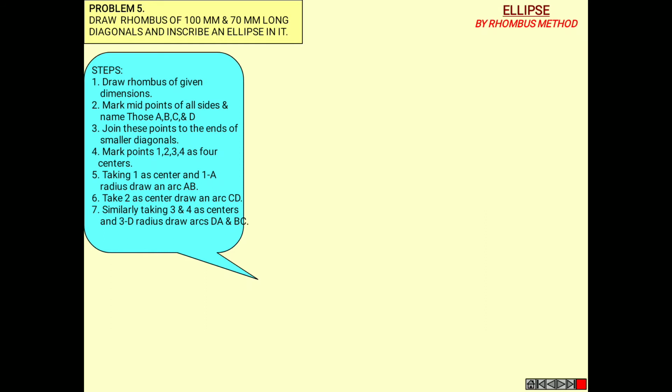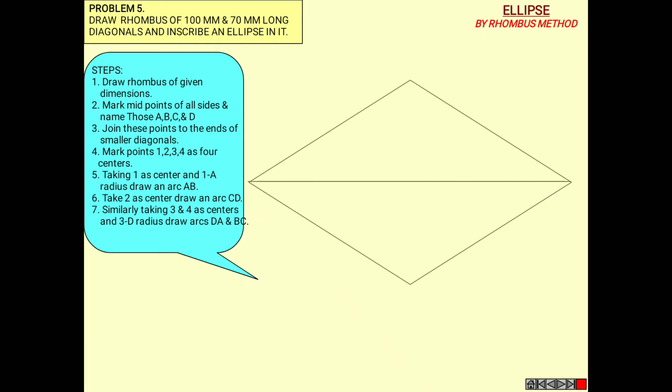There will be some intersection points, and you will be obtaining some points. If we join all those points with a smooth curve, then we may obtain an ellipse. So we will see the diagram. Firstly we have drawn a rhombus, as we know how the rhombus looks, with the diagonals of 100 mm and 70 mm, which are the major axis and minor axis.